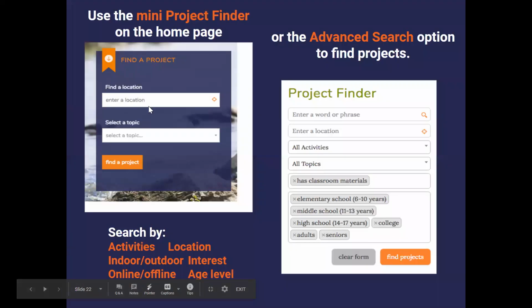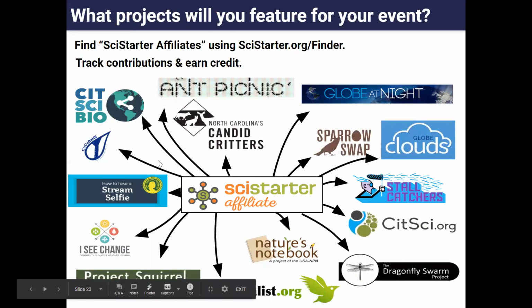So I mentioned the project finder already. Before we move on to some questions, I just wanted to reiterate that you can search with different criteria. So you see here, I selected has classroom materials and what age groups I wanted, but you can also do it by location, by topic. I could just type in the word birds and I could search for bird projects. By activity, if you're on a hike, you can search for a project. The project finder helps you find the right projects for you. And of course, you can select for is a SciStarter affiliate if you want to keep track of your contributions in your dashboard.